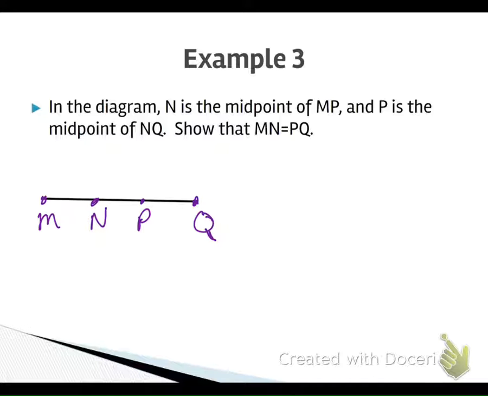Okay, so we see in the diagram that N is the midpoint of MP, and P is the midpoint of NQ. We want to show that NP equals PQ. So when it says that N is the midpoint of MP, what does that mean about the distances of MN and NP? They're going to be congruent. Yep, so we can put that little tick mark here. We show that they're congruent. When we show that, we know that means that MN equals NP. And we knew this by definition of midpoint.